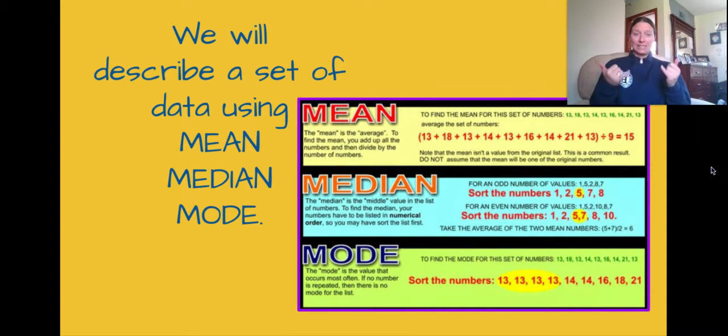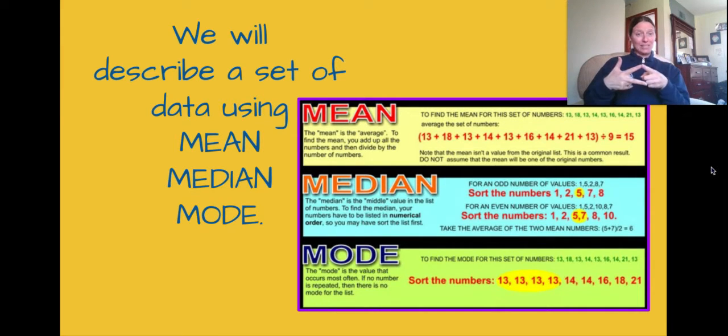Today we're going to describe a set of data using mean, median, and mode. The mean is the average. It's where you add up all the numbers in the set and then divide by that amount of numbers. For example, for the mean, you add up all of the numbers in the parentheses and then you divide by 9 because there's 9 numbers in the set.